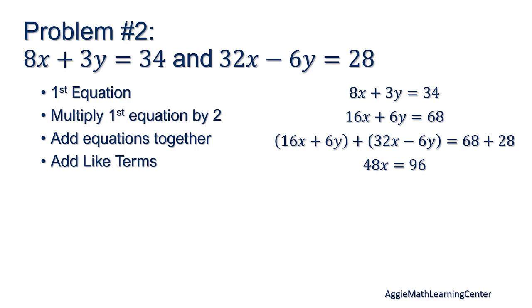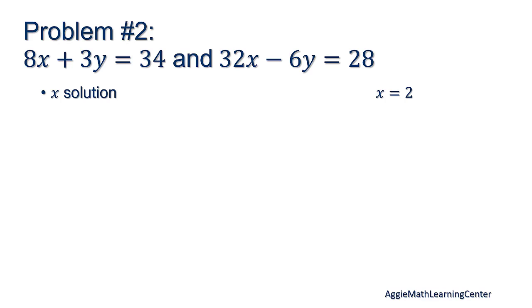From here, we can simplify this by combining like terms to get 48x equals 96. If we have multiplied the first equation by the right value, there should only be one variable left. The equation only has x's, so we know we chose the right multiplier. We then divide both sides by 48 to get x equals 2.